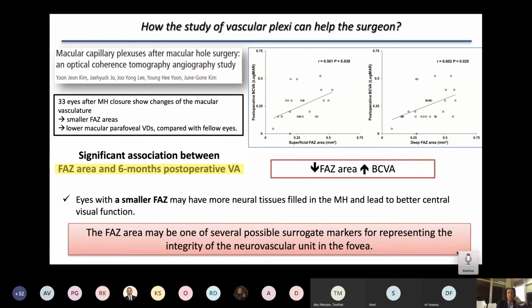Differently from the epiretinal macular membrane, as we saw, in macular hole, a smaller postoperative phase area seems to be correlated with a better visual outcome after surgery. So phase area was correlated with the postoperative area. So eyes with a smaller phase in case of macular hole after surgery may have more neural tissues filled in the macular hole, and so this can lead to better central visual function. And many authors proposed that the phase area may be one of the several possible surrogate biomarkers for representing the integrity of the neurovascular unit in the fovea.